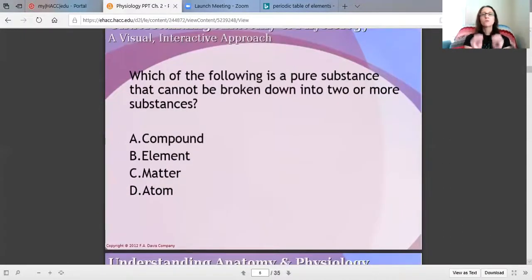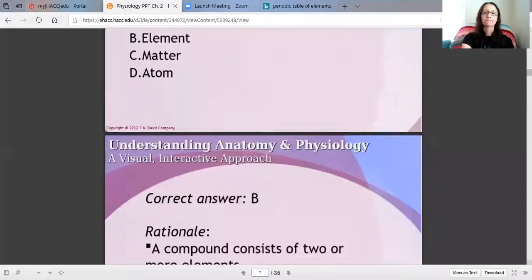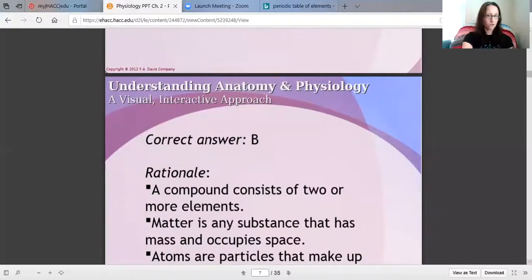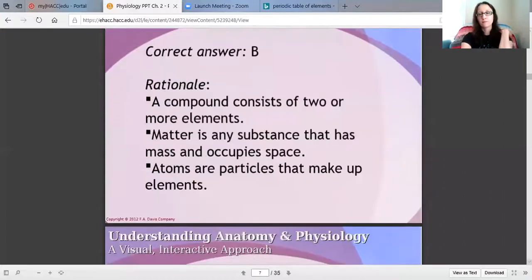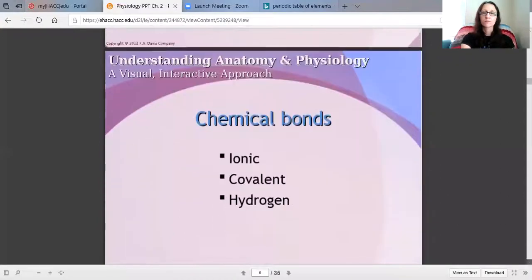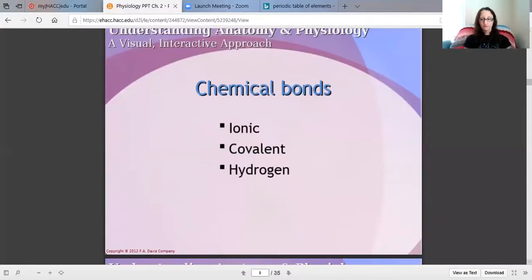So, 2 reviews. Which of the following is a pure substance and cannot be broken down into 2 or more substances? What do you think? If you said B, you are correct. Good job. Pat yourself on the back.